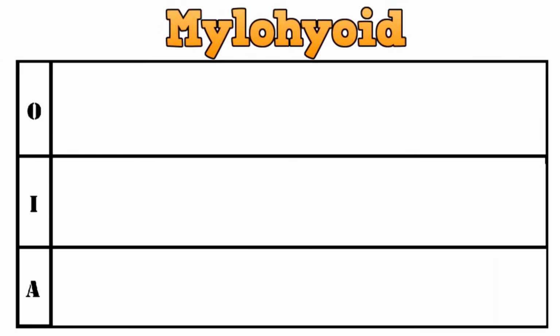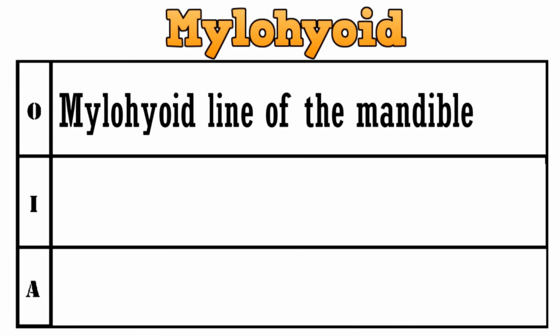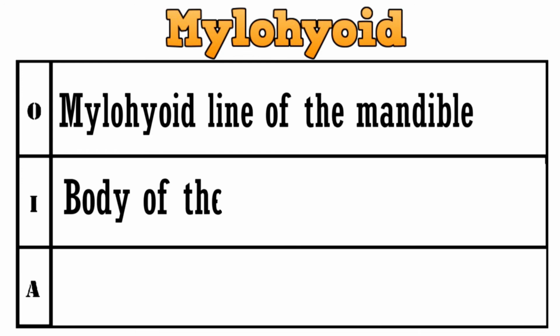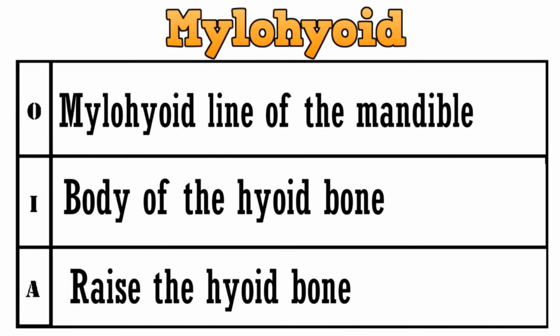Third muscle in the group of suprahyoid muscles is the mylohyoid. This muscle originates from the mylohyoid line of the mandible and gets inserted to the body of the hyoid bone. The action of the muscle is to raise the hyoid bone.